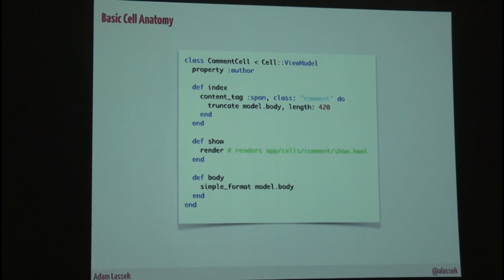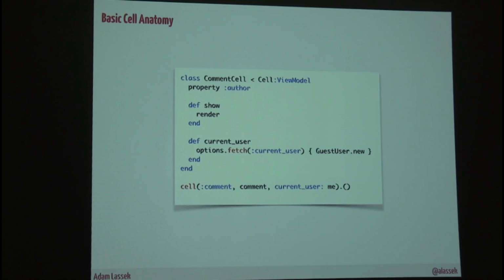And as you can see in the body there, I'm using simple format, which is just a typical view helper. You can use all of the view helpers you're already using. You can also pass in additional options to a cell using keyword arguments. And those will show up as an options method inside of the view model. So you can pass in arbitrary options, really, to any cell.